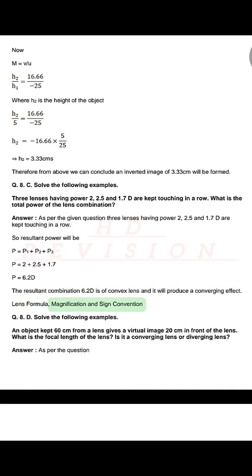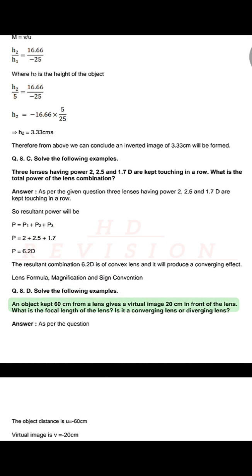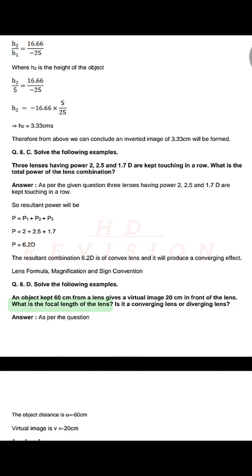Lens formula, magnification and sign convention. Q. D. Solve the following examples. An object kept 60 cm from a lens gives a virtual image 20 cm in front of the lens. What is the focal length of the lens? Is it a converging lens or diverging lens?